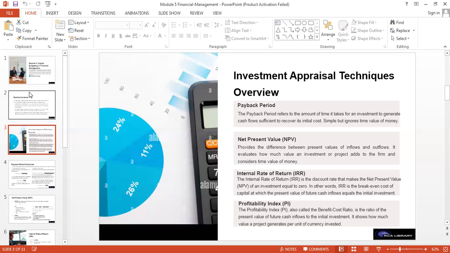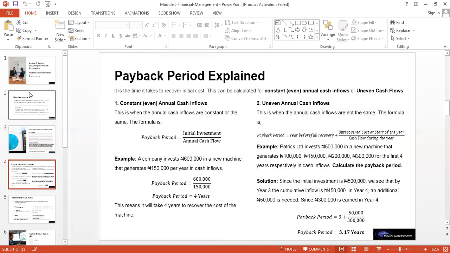And lastly, the profitability index, which is also called the benefit-cost ratio, is the ratio of the present value of future cash flow to the initial investment. It shows how much value a project generates per unit of currency invested. We will take it one after the other.